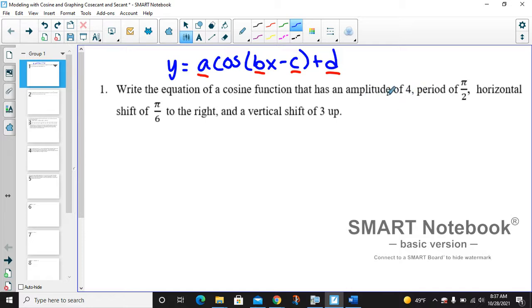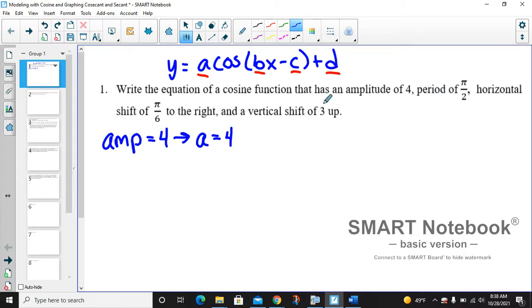First, it gives us an amplitude of 4. Well, we know that the amplitude is simply the absolute value of a. So this can tell us, without really any work at all, that our a is equal to 4. Now technically your a could also be negative 4. So if you wanted to choose that, you could. It would not be incorrect. But why make things more complicated than need be? It's much easier to just say it's positive 4.